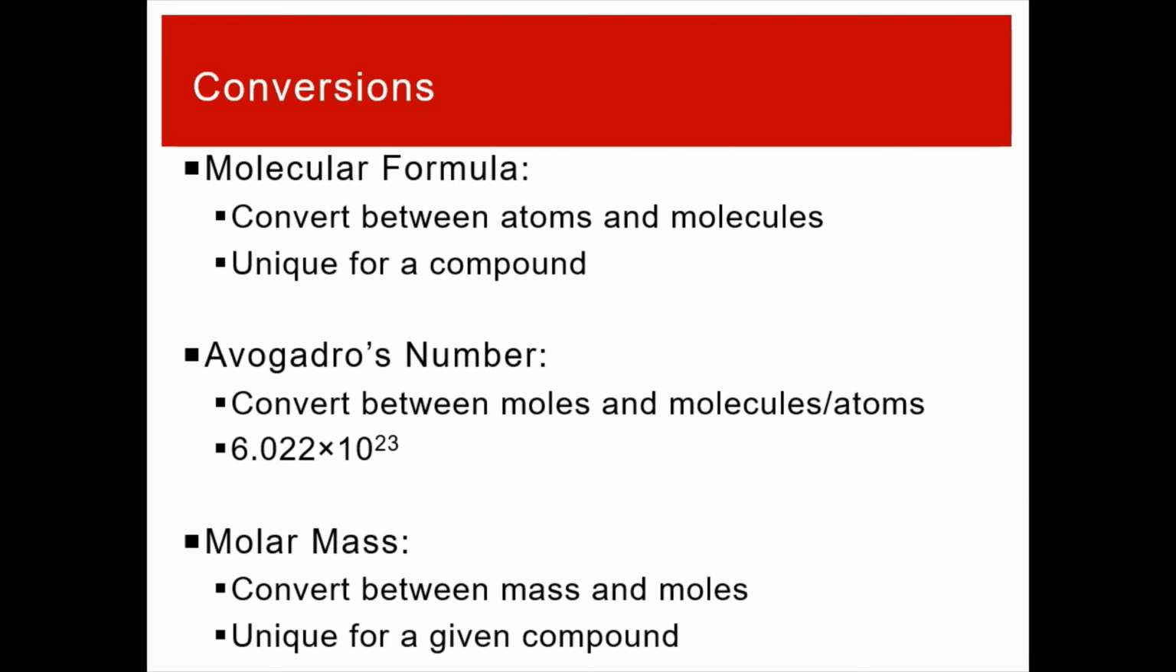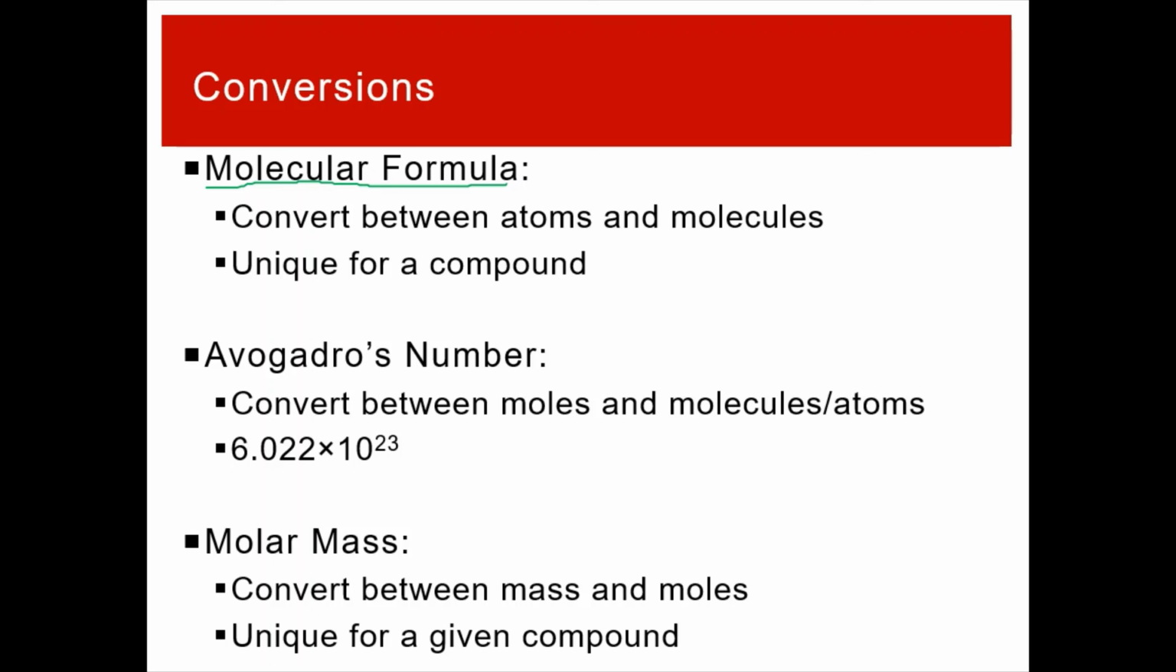We have talked about 3 different types of conversion factors here. We started with molecular formula. That was something we've talked about previously, but now we're using it in a new way. Molecular formula is unique for a given compound, and what it lets us do is convert between atoms and molecules. This is the only type of conversion factor we've talked about today that lets us go between different types of things, atoms and molecules. You would have 2 different formulas that you'd be writing out, and we'd want to be able to use those.